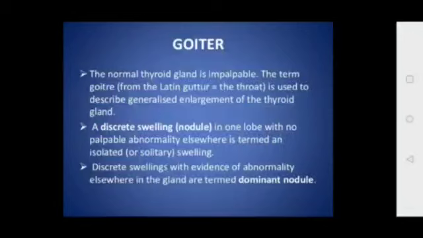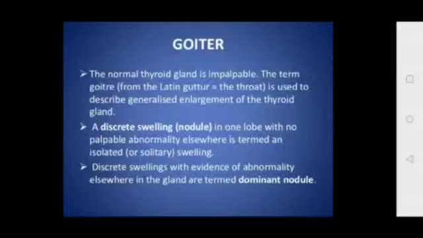I am Dr. Santosh. In the last classes, we had discussed the thyroid gland with its anatomy and physiology, and in the second class we had discussed the investigations. Now we shall discuss the pathology of thyroid glands, and one such being the goiter. Goiter is one where there is an enlargement of the thyroid gland regardless of any cause.